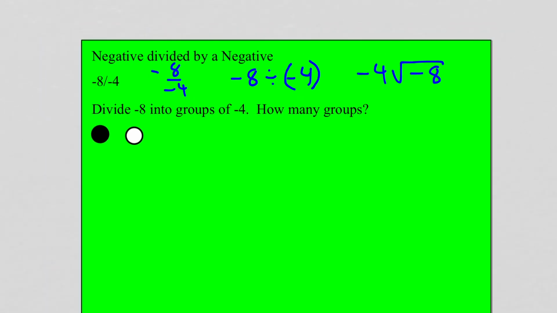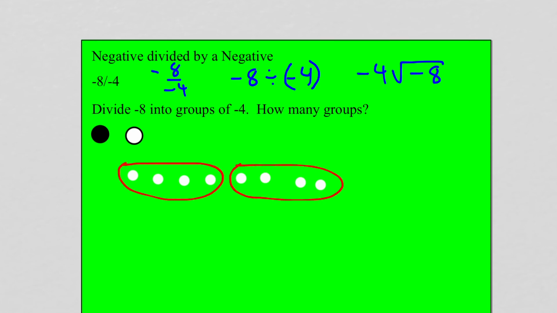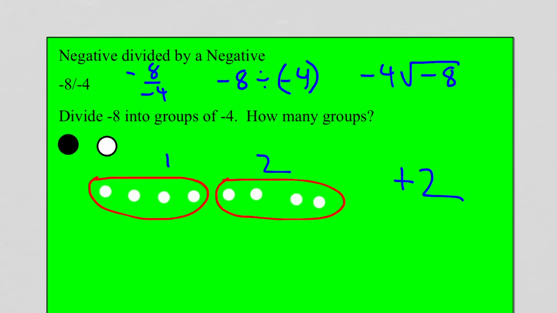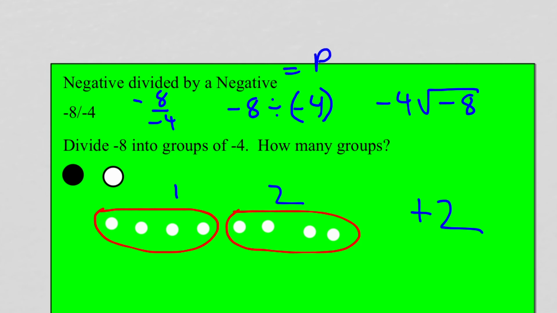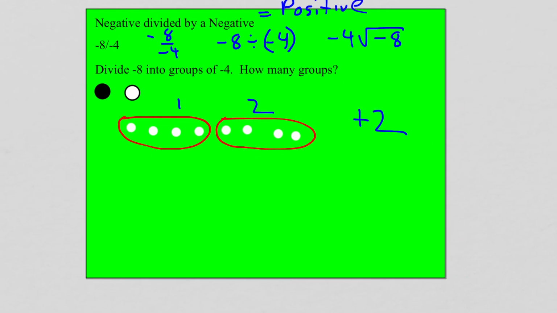Now this means take negative 8 and divide it into groups of negative 4. How many groups are there? So I'm going to take negative 8, doink, doink, doink, doink, doink, doink, doink, doink. There's negative 8. I'm going to divide it into groups of negative 4. So I want to make group sizes of negative 4. There's a group of negative 4. There's a group of negative 4. How many groups do I have? Well, I count 2 groups. I count 1, 2. So the answer is positive 2. So based on that, we can say a negative divided by a negative is a positive.